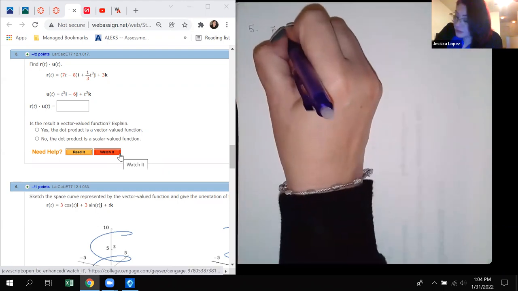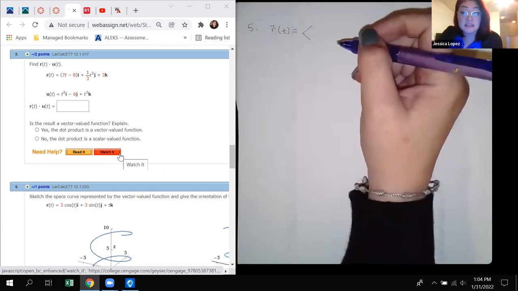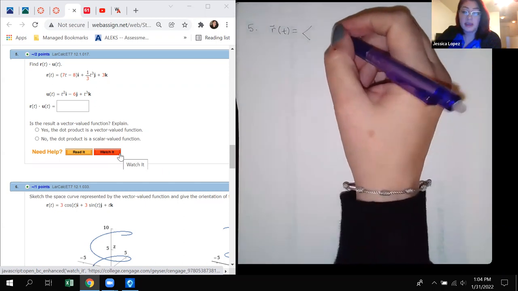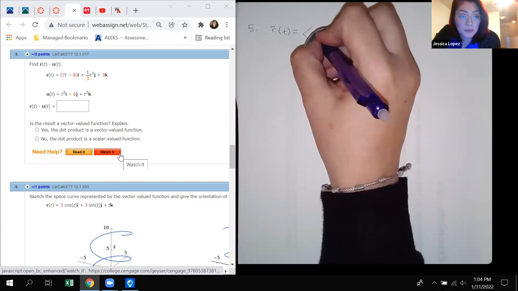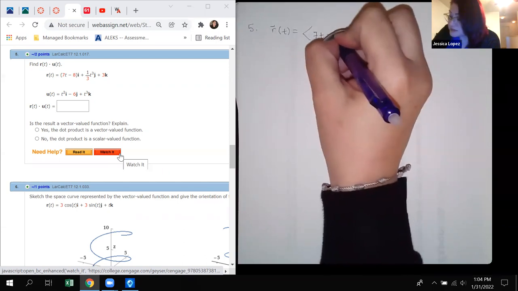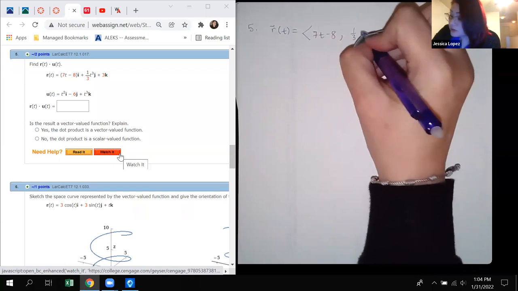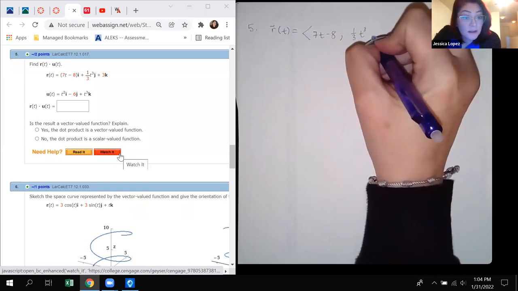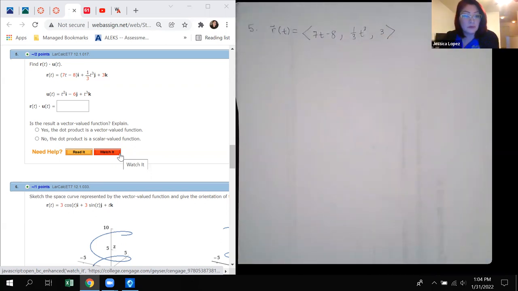R of T equals, I'm going to put this in component form, okay? Especially since it's in three dimensions now, it starts to get really, really long. So I definitely like to put it in component form. So 7T minus 8 for the I component, 1/3 T cubed for the J component, and then just a 3 for the K component, okay?